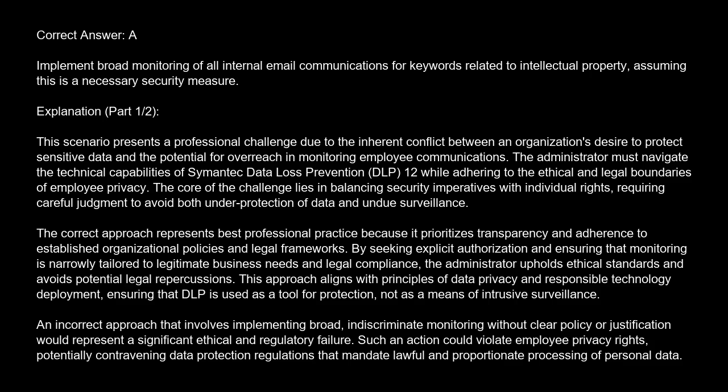The correct approach represents best professional practice because it prioritizes transparency and adherence to established organizational policies and legal frameworks. By seeking explicit authorization and ensuring that monitoring is narrowly tailored to legitimate business needs and legal compliance, the administrator upholds ethical standards and avoids potential legal repercussions. This approach aligns with principles of data privacy and responsible technology deployment, ensuring that DLP is used as a tool for protection, not as a means of intrusive surveillance.